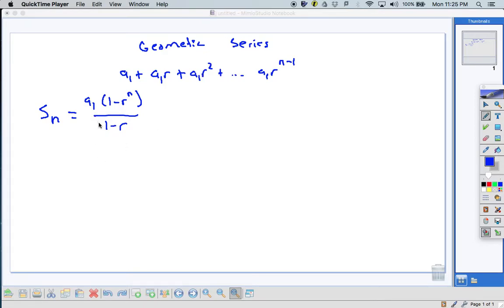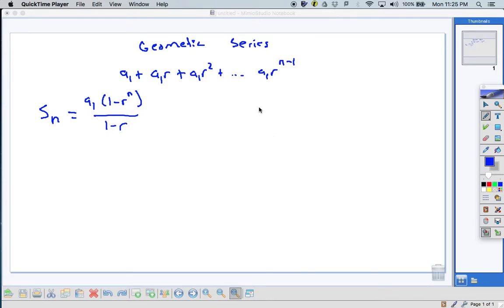It's interesting to note that unlike the arithmetic series, you don't need to know a sub n. You need to know a sub 1, you need to know the ratio, and you need to know the number of terms in your pattern, but you don't actually need to know the last number. So it's a little bit simpler in the fact that you don't have to figure out what a sub n is first. But we're going to go ahead and do some practice problems with it.